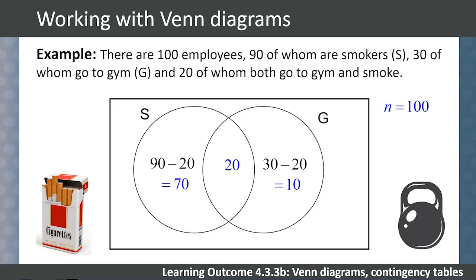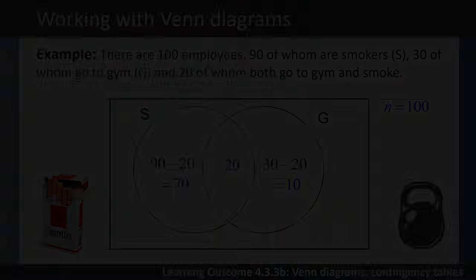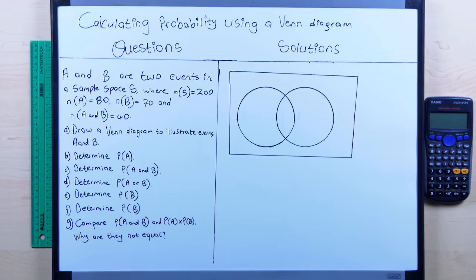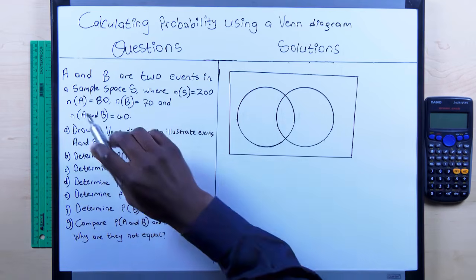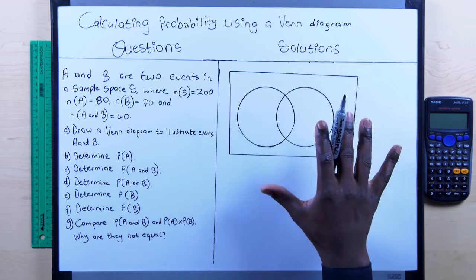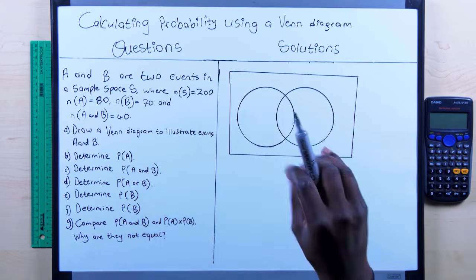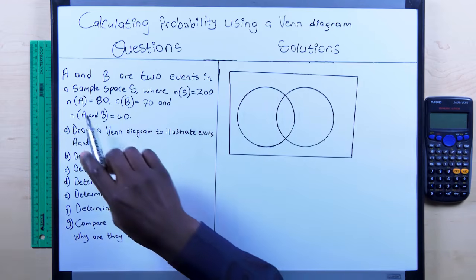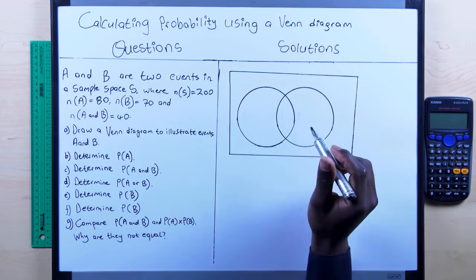Let's watch a video of a lecturer using Venn diagrams to solve a probability problem. A and B are two events in a sample space S, where n(S) is equal to 200, n(A) is equal to 80, n(B) is equal to 70, and n(A and B) is equal to 40. So that's like their joint number of events. Now, we have to draw a Venn diagram to illustrate the events. This is just a skeletal form of a Venn diagram. What is important is to put in values and demonstrate how we distribute these events.